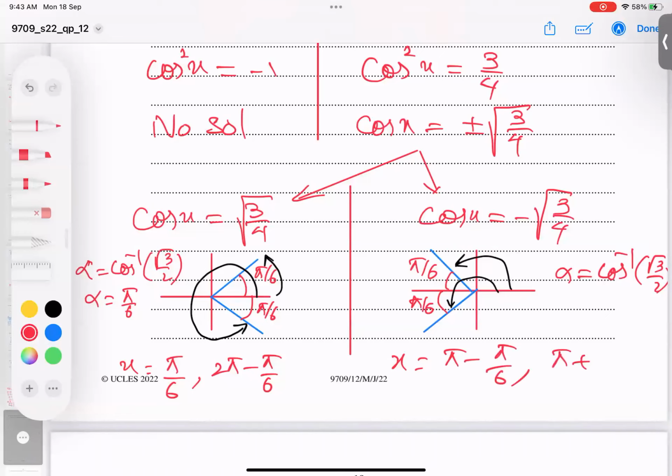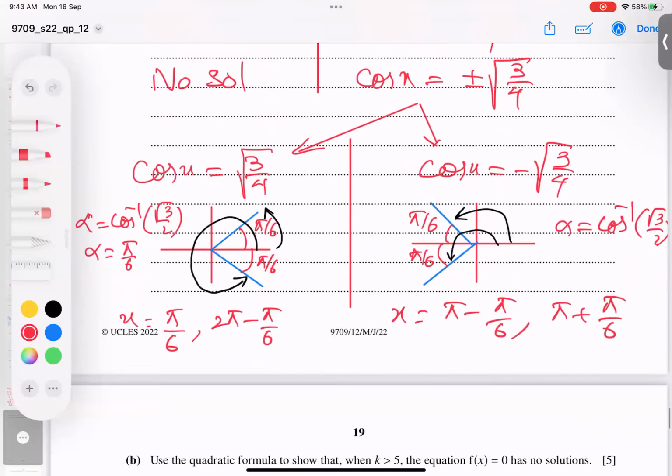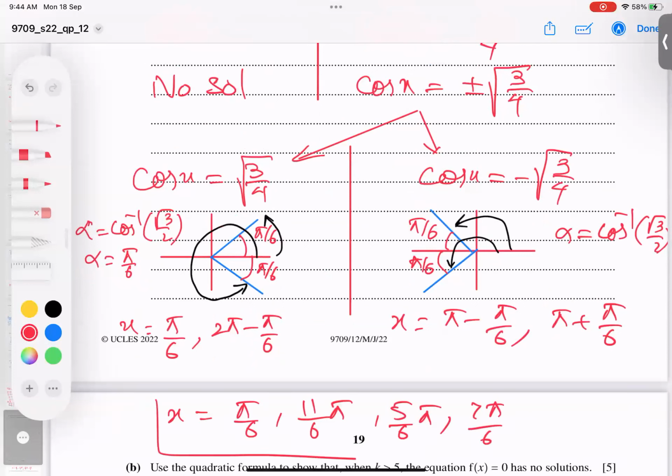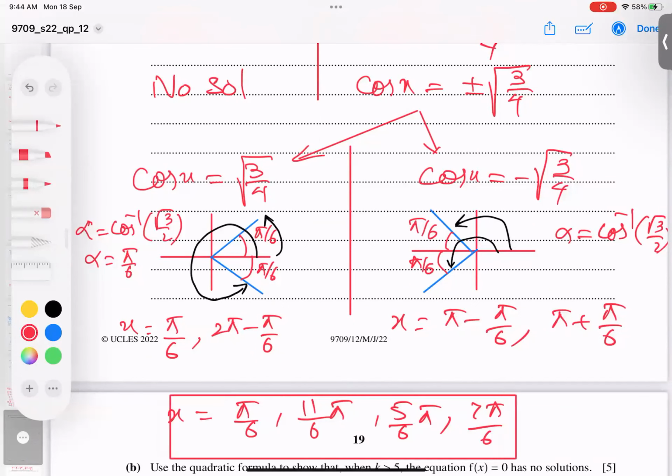So pi plus pi by 6. And finally, I'm getting 4 answers. Pi by 6, 12 out of 12, 1 gone, 11 by 6 pi. And from here, 6, 5 pi by 6. Okay, and the last 7 pi by 6. So we got all; I do not write in order. You understand how to write in order.